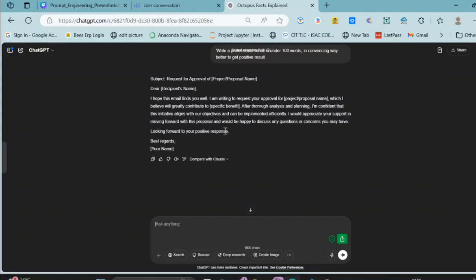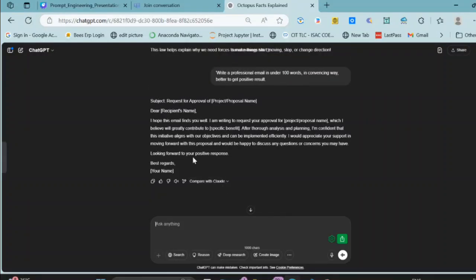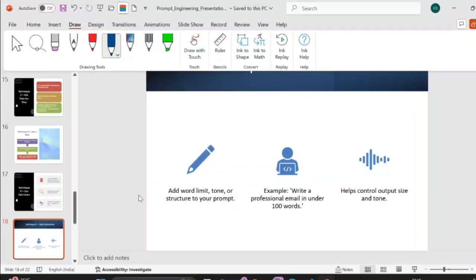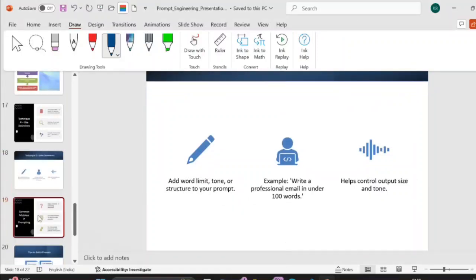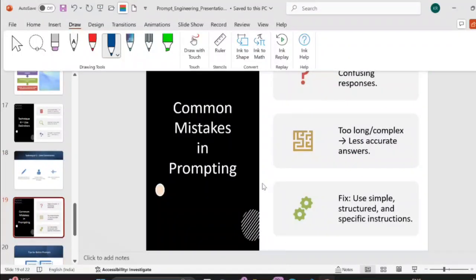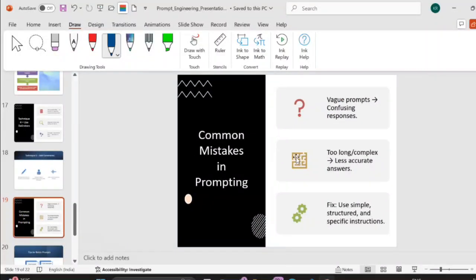Okay. So we are providing some main information within 100 words. This is the constraints. And finally, the common mistakes we are making in prompting.